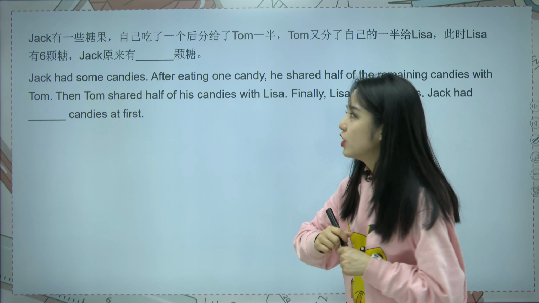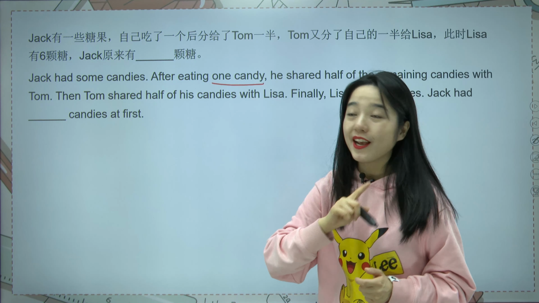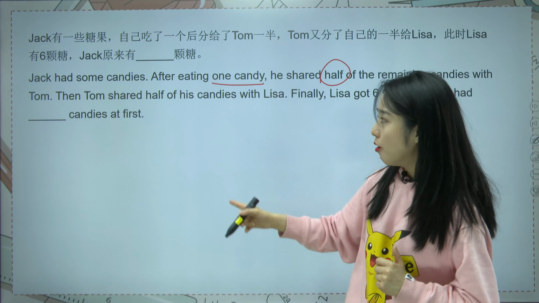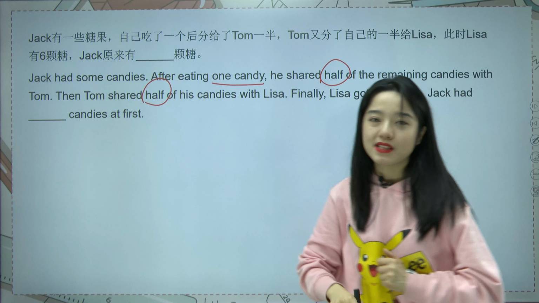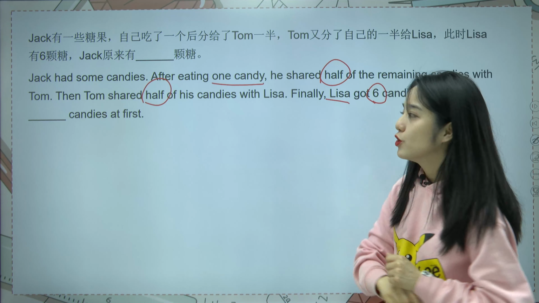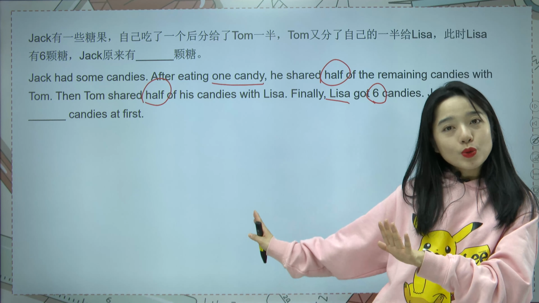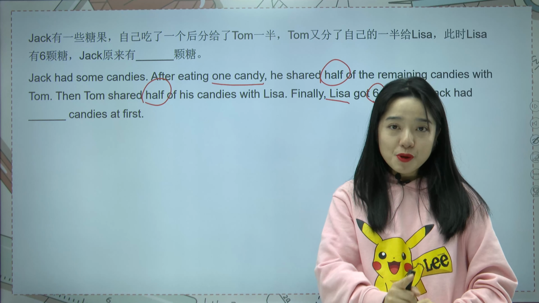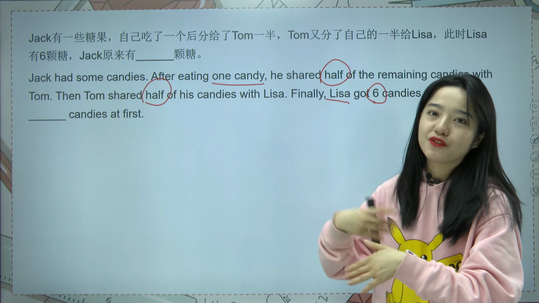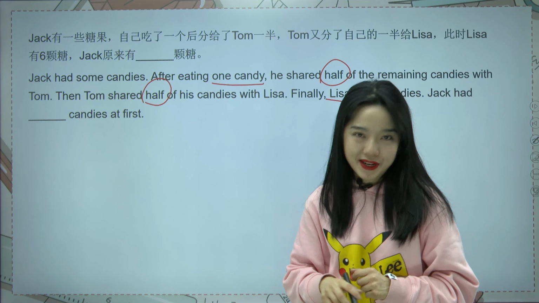The second one: Jack has some candies. After eating one candy, he shared half of the remaining candies with Tom. Then Tom shared half of his candies with Lisa. We know finally Lisa got 6 candies. So we want to know how many candies Jack had at first. As long as you don't know the original amount, but what it becomes finally, you can start from the answer and work backwards. First, let's put each process in a train diagram.